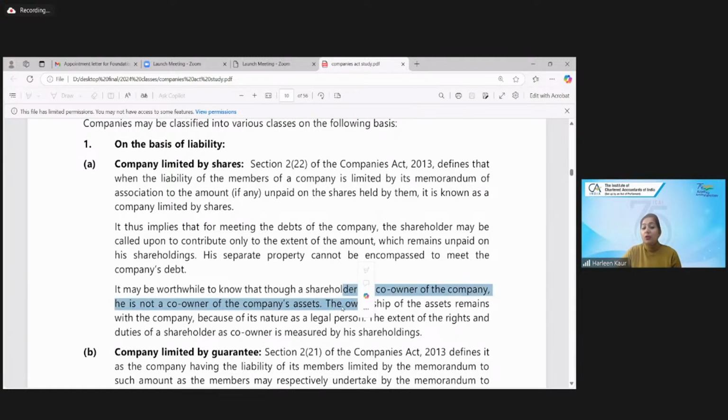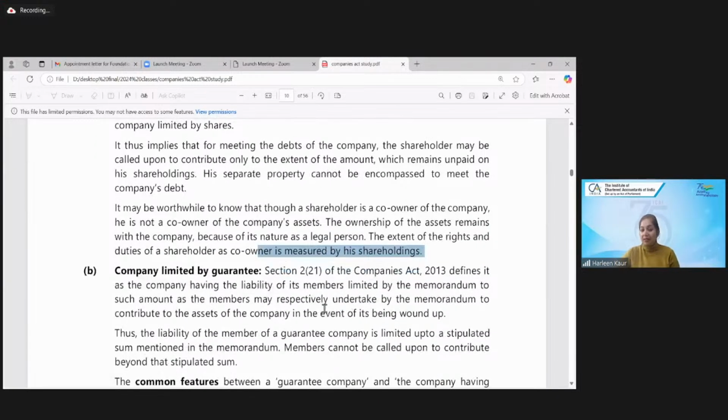Although the shareholder is a co-owner, we are not co-owners of the company's assets. Like in partnership, we all were joint owners, but we are not joint owners of the company. If you have taken one share in Reliance, it does not mean that you become the owner of the Reliance company's assets. Ownership remains with the company because it is a legal person. So Reliance Limited will have the ownership. The rights and duties of the shareholder as a co-owner depend upon his shareholding. That will determine his rights, duties and liabilities.